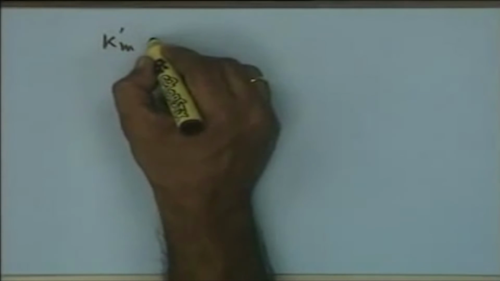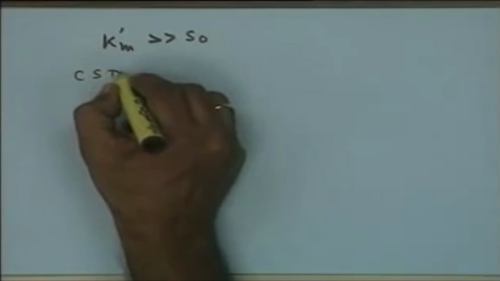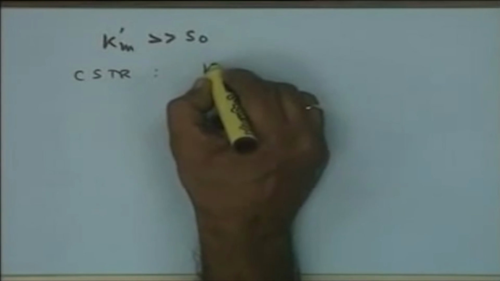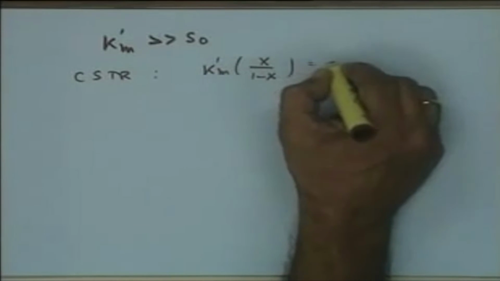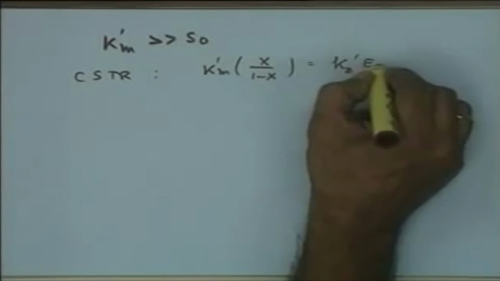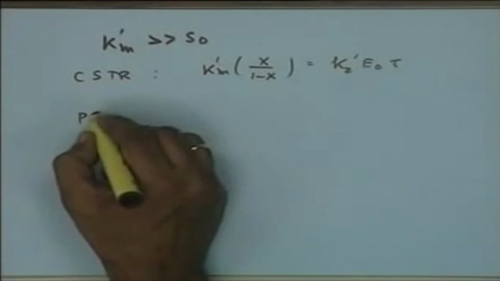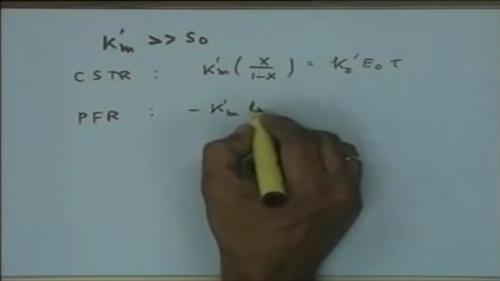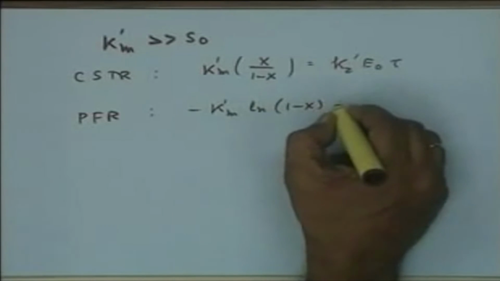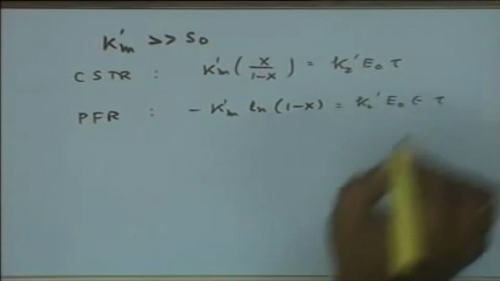Now if you consider, let us say, a first order enzyme where K'm is much greater than S0. In the case of CSTR, you have the reactor performance as K'm x upon 1 minus x equal to K2' E0 tau, and in the case of PFR, the expression changes to K'm ln 1 minus x equal to K2' E0 epsilon tau.